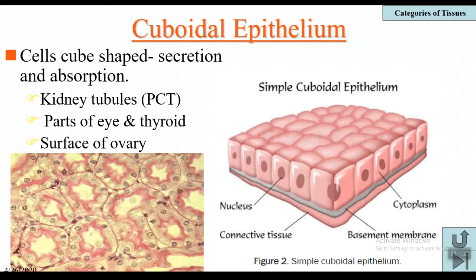Particularly, the examples are the kidney tubules, the proximal convoluted tubule, and parts of eye and thyroid and surface of ovary. These are all the examples for cuboidal epithelium.